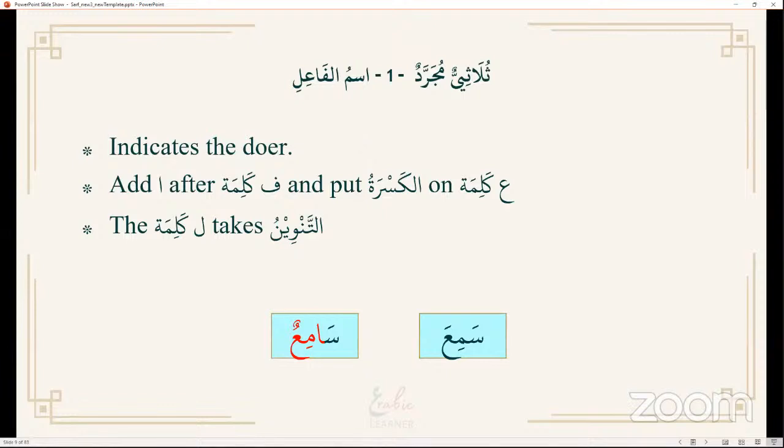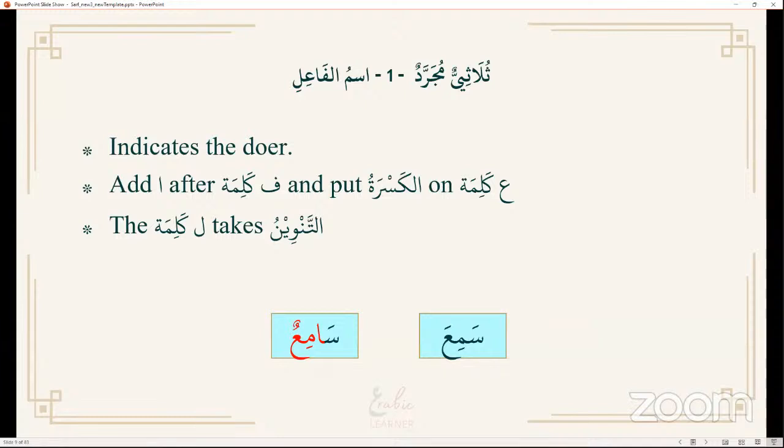And one more important point I want to talk about regarding Ismul Fa'il. This can be in any hala. It can come in any status. So I can say Sami'un. What is the status of this? Marfu'. Sami'an, Sami'in. So it can be in any status.